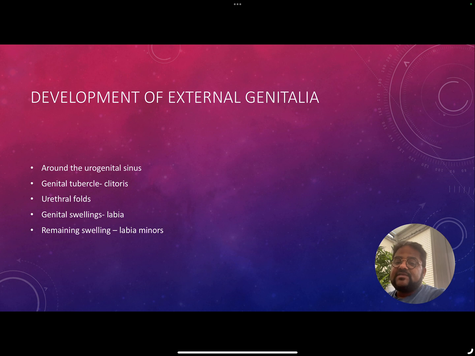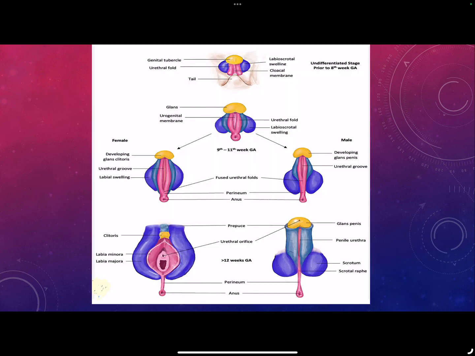Genital swellings become labia majora, and the leftover swelling becomes labia minora. And as you can see in this diagram, you can see how both male and female genitalia are formed. So the genital tubercle will become either clitoris or glans. The urethral folds will be covered and will become urethra, and the labioscrotal swellings will become labia majora and minora in a female, whereas they will become scrotum in a male child.